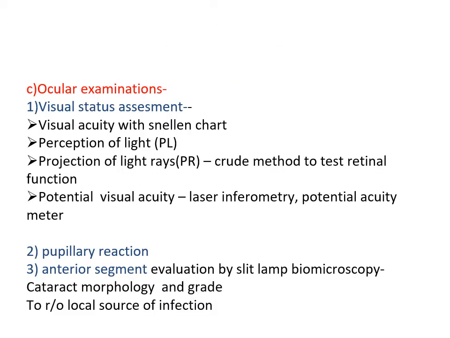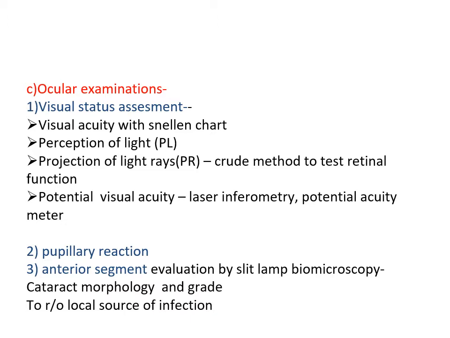Then a detailed ocular examination should be done. First is visual assessment. It is done by Snellen chart. If the patient is not able to see the Snellen chart, then we look for counting fingers. If that is not possible, then we go for perception of light in case of mature or advanced cataract. Then projection of rays is checked in four quadrants. This is a crude method to check the retinal function.